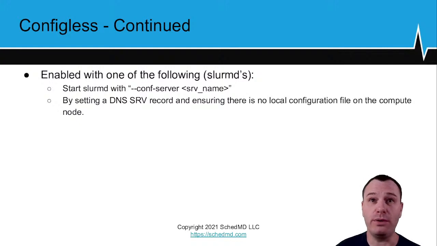The setup on the compute nodes is just as simple as the server, and there are two options available to you to enable this. You can start the Slurmd with --conf-server and specify the server name, or a DNS SRV record is also supported. When using a DNS SRV record, the compute nodes should not have local configuration files on them, as this will cause the nodes to honor what is in the local configuration file over server-issued config files. We will get into the hierarchical order for this in the next few slides.